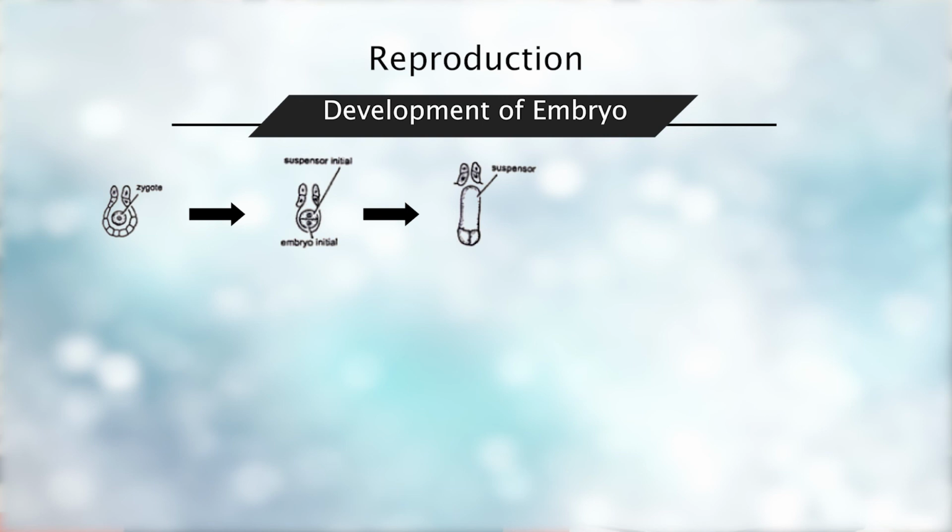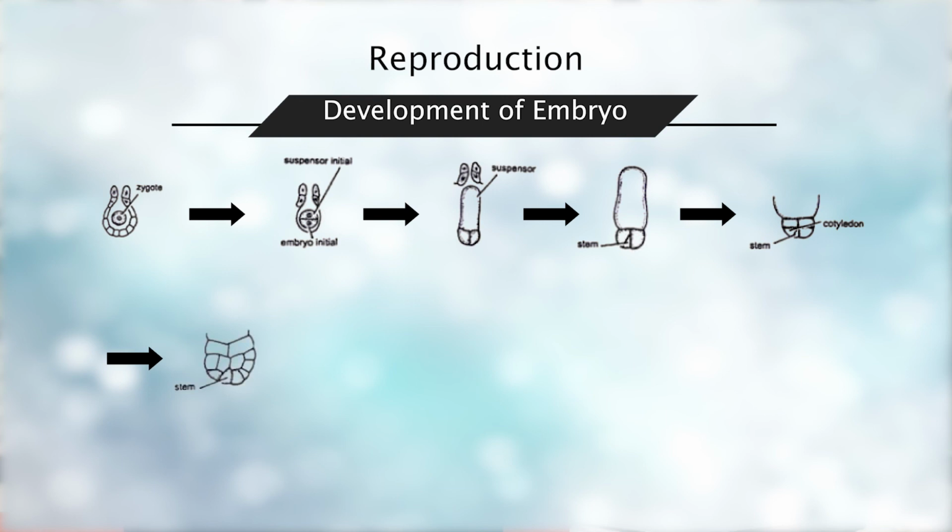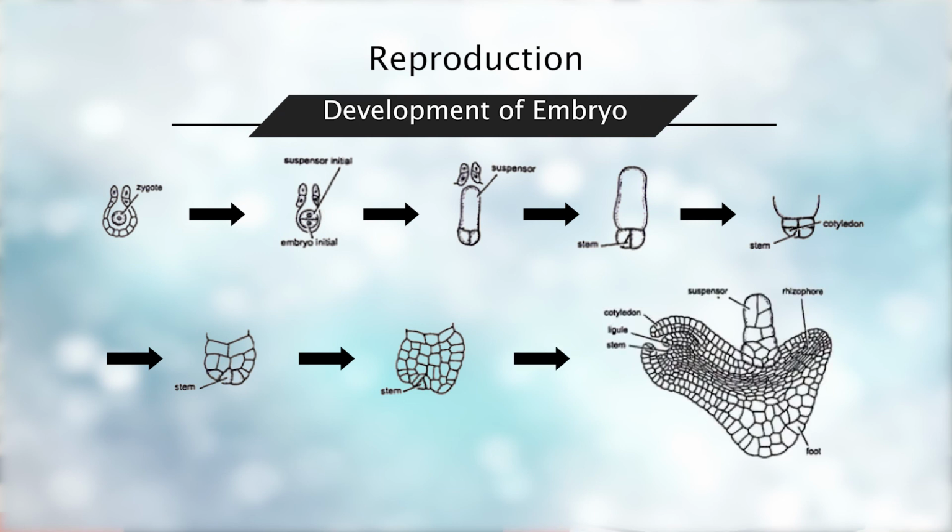You can see that the suspensor will grow longer. At the bottom there will be the stem initial. At the top the cotyledon will be formed. There will be much differentiation. The proper stem will be formed. And here you can see that the cotyledons have grown to a much greater height, and so has the stem. So in this mature structure, what we can see is a suspensor cell, the cotyledons, the ligule slowly getting formed, the stem portion, the foot, and also the rhizophore initiation has taken place.